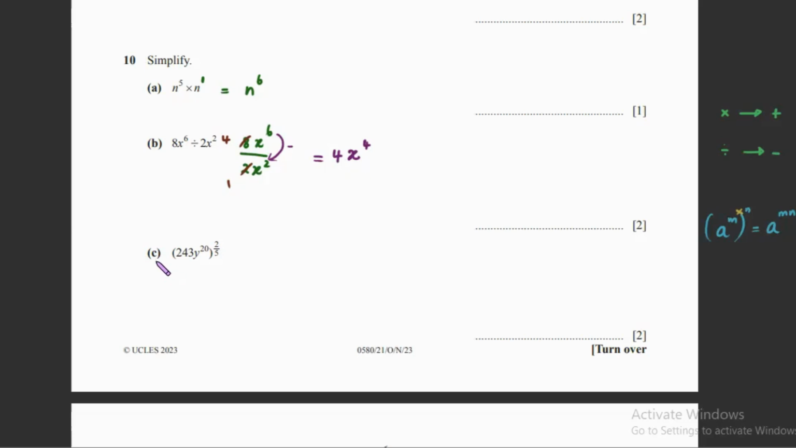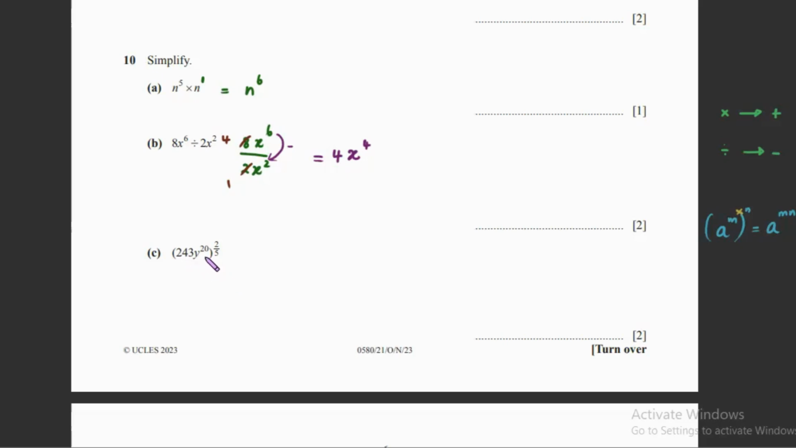In question C, we are given 243y to the power 20, to the power of 2/5. So it's like a power of a power. So in the fractional index that we have here, the denominator is a 5. So I'm going to write this 243 so that it gets a power of 5. So that way I can try simplifying with this 5 or a multiple of 5. The power should be a multiple of 5 or 5.